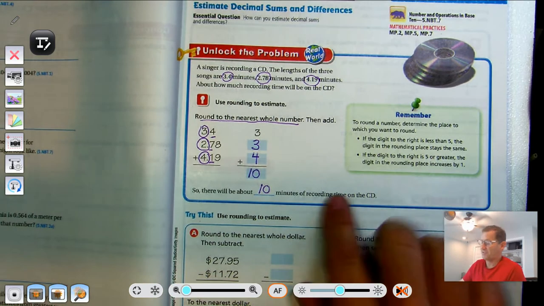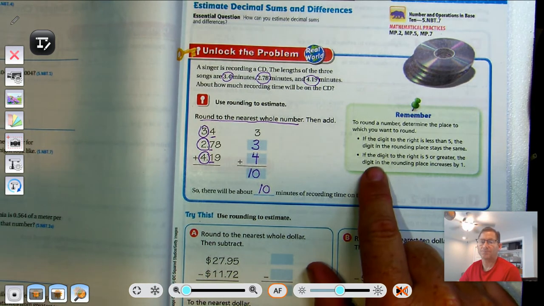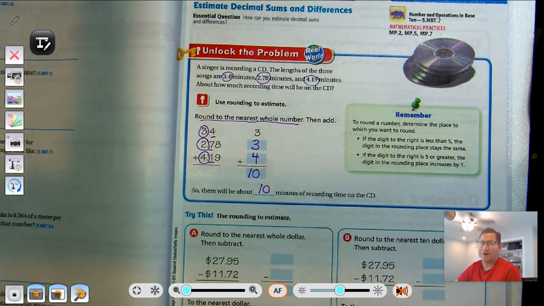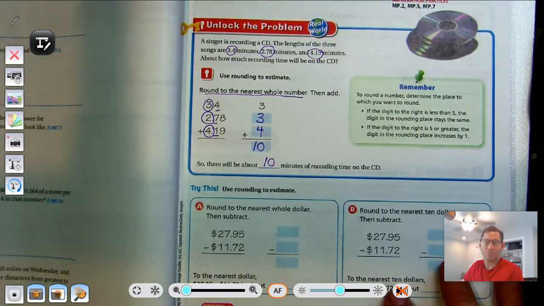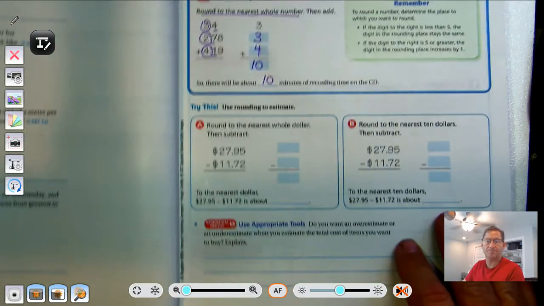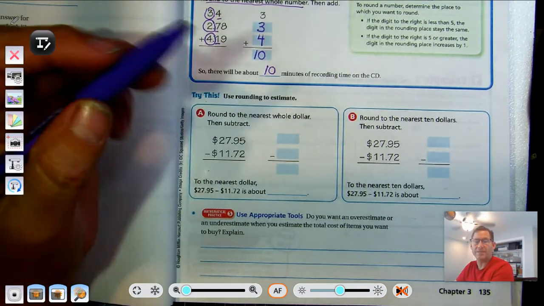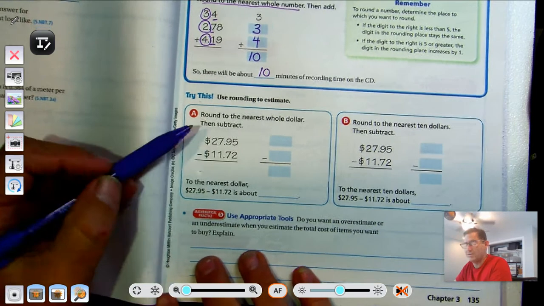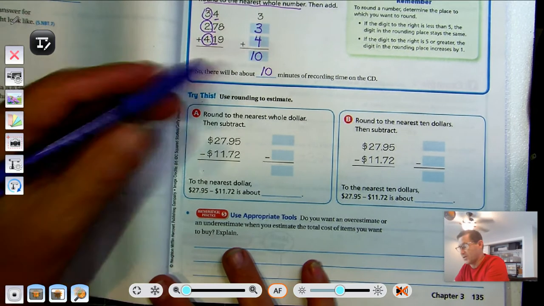Okay, and remember this is just the general rules for rounding. So if the digit to the right is less than 5, the digit in the rounding place stays the same. If the digit to the right is 5 or greater, the digit in the rounding place increases by 1. Okay. All right, let's try this. Use rounding to estimate. Round to the nearest whole dollar, then subtract.